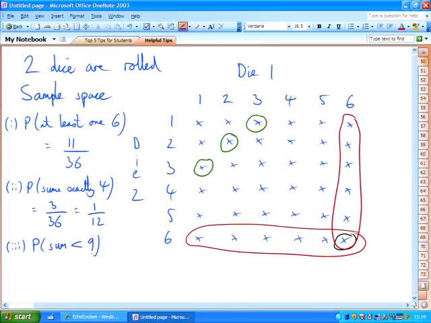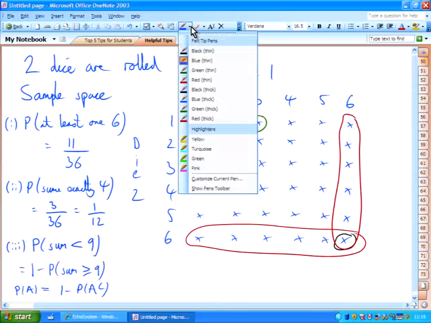So which events will these be? Well, I can approach this in one of 2 ways. I can either work out the probability that the sum is strictly less than 9, or I know that this will be equal to 1 minus the probability that the sum is greater than or equal to 9. Because remember, the probability of A is always equal to 1 minus the probability of the complement of A. So, which events do we have here? Well, let's first of all think of the sum being strictly less than 9. Let's pick another colour. Let's go for pink.